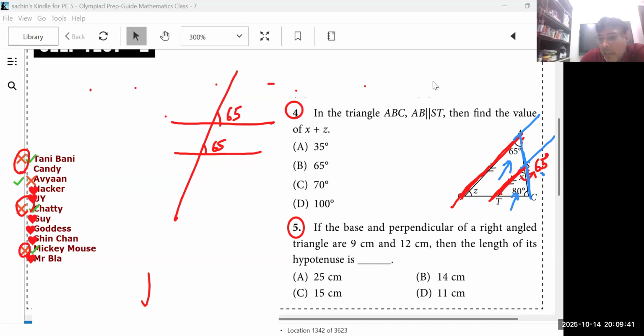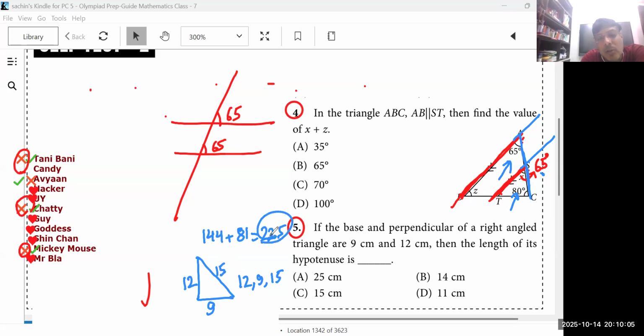Next one, base and perpendicular of a right triangle are 9 and 12. So we take the base as 9 and the perpendicular as 12. Again, this is also a very common Pythagorean triplet. 144 plus 81 gives you 225. So 12, 9, 15 is also a very popular Pythagorean triplet. So this will be 15 because 225 is square of 15. Avyan, Candyman, understood? Yes, sir.